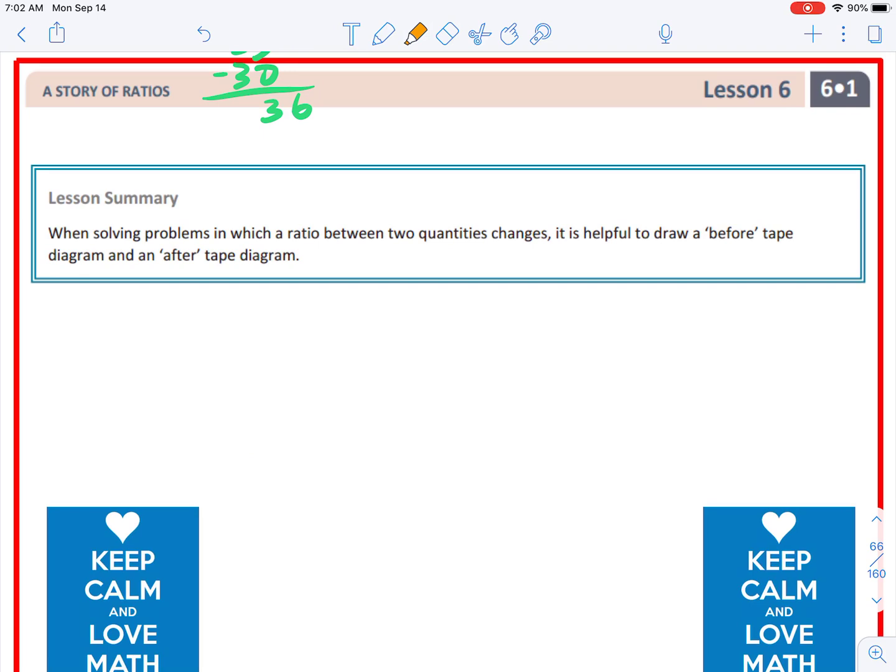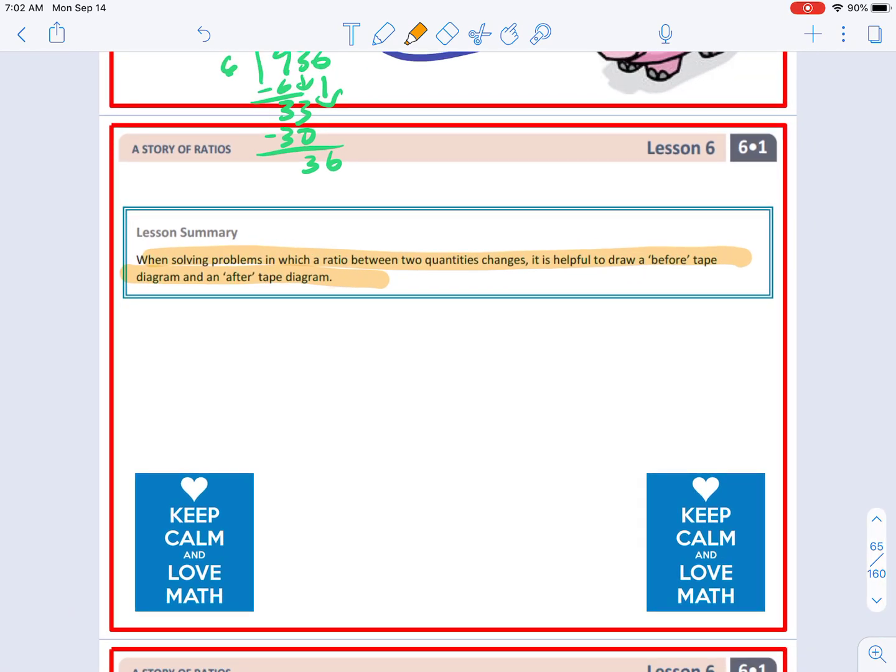Alright guys, the lesson summary. When solving problems in which a ratio between two quantities changes, it is helpful to draw a before tape diagram and an after tape diagram. And that is exactly what I did. Okay, I hope you guys aren't confused. If you are confused, watch the video again. If you have any questions, let me know. Alright.